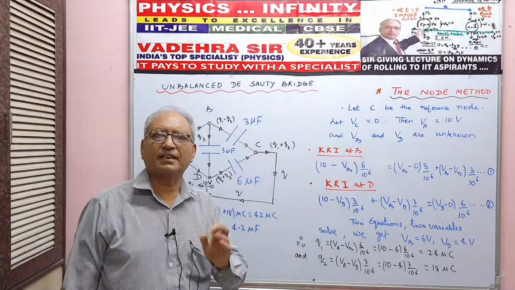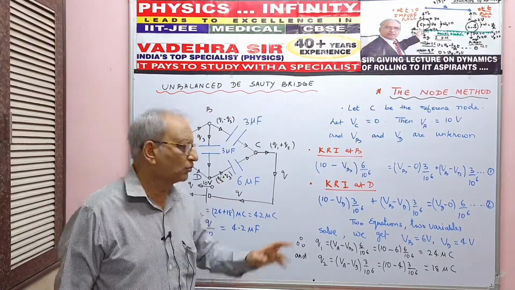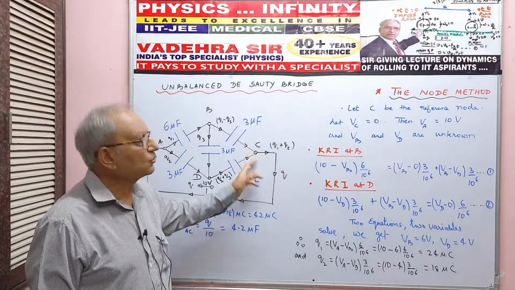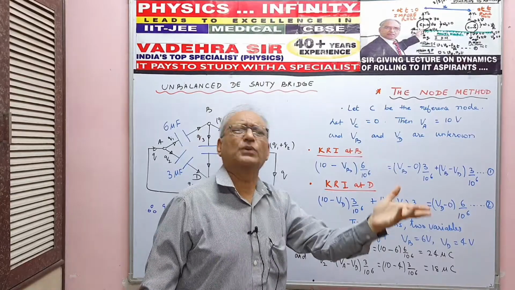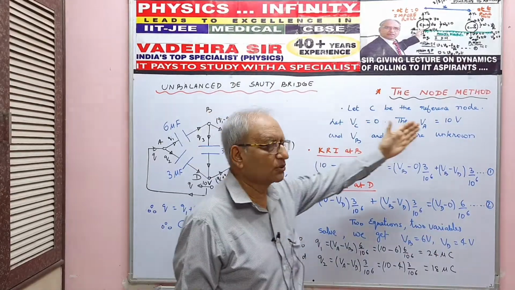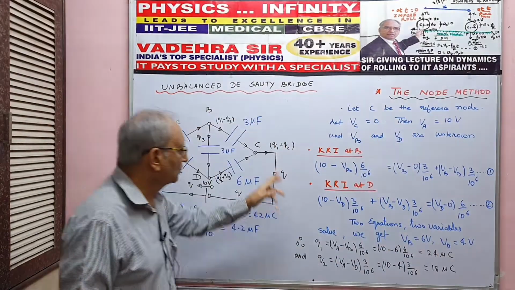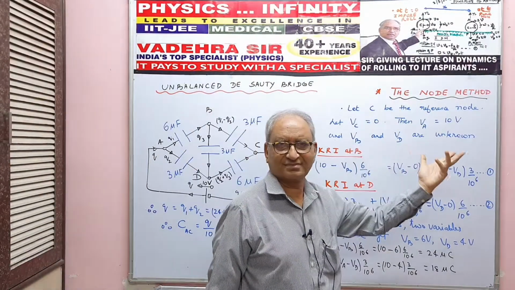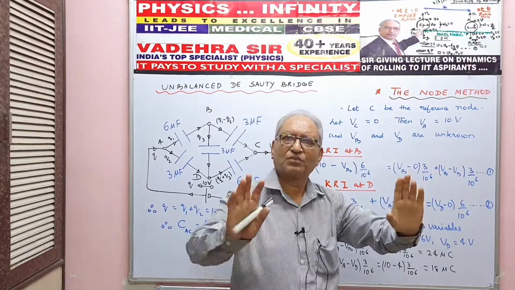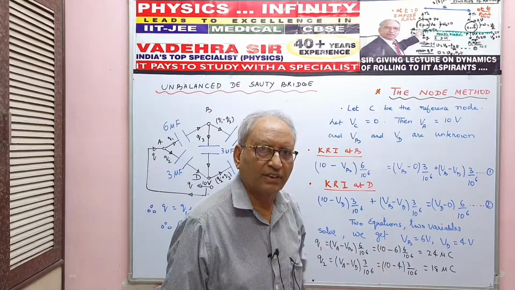One node I take as a reference node, and the best reference node would be C. So I take C as the reference node and I ground it. So VC is equal to 0. If VC is equal to 0, then surely VA is equal to 10 volts. VA is equal to 10. So two node voltages I already know.